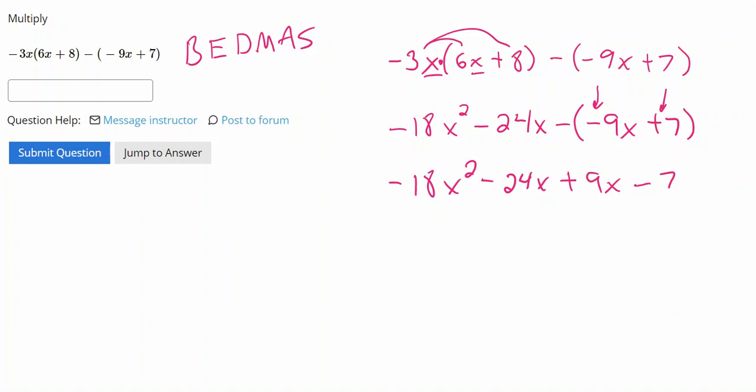All that's left to do is just collect our like terms. So the only like terms we have going on here are the x's. So those ones. So we'll write one more time. It's negative 18x squared. And then negative 24x plus 9x would be negative 15x. And then just minus 7.